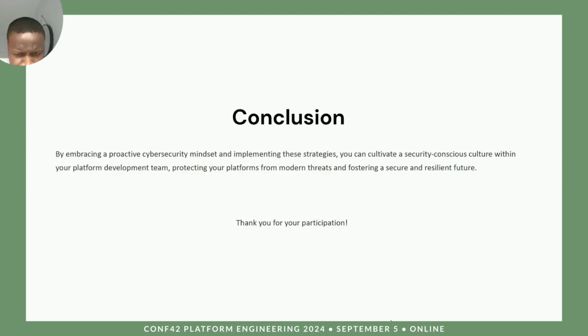In conclusion, it is very possible to cultivate a security conscious culture within your platform development team and protect it from modern threats, so that you can have a resilient cyber posture in your organization. So you need to take this seriously. If you aren't doing any of the things listed in this presentation, please take out time. You can speak to a cybersecurity consultant about it.